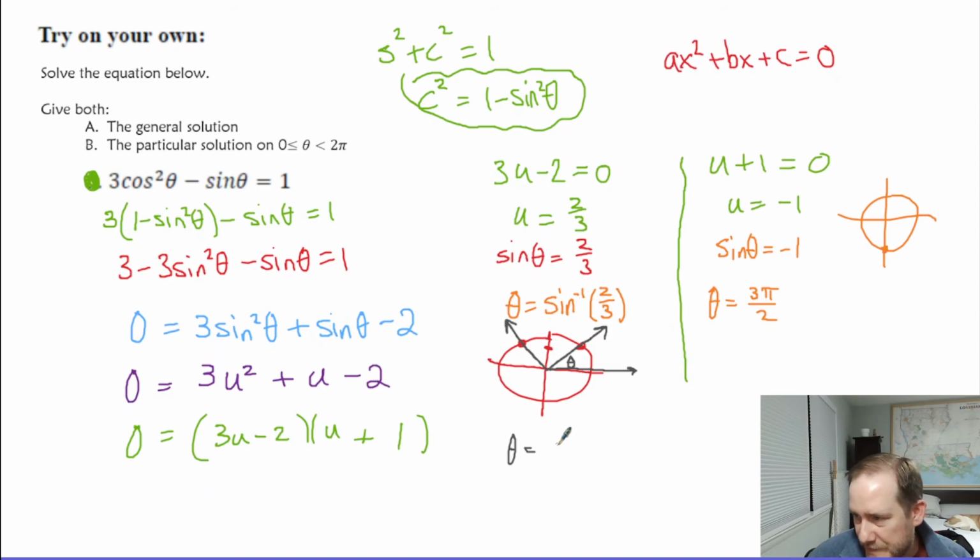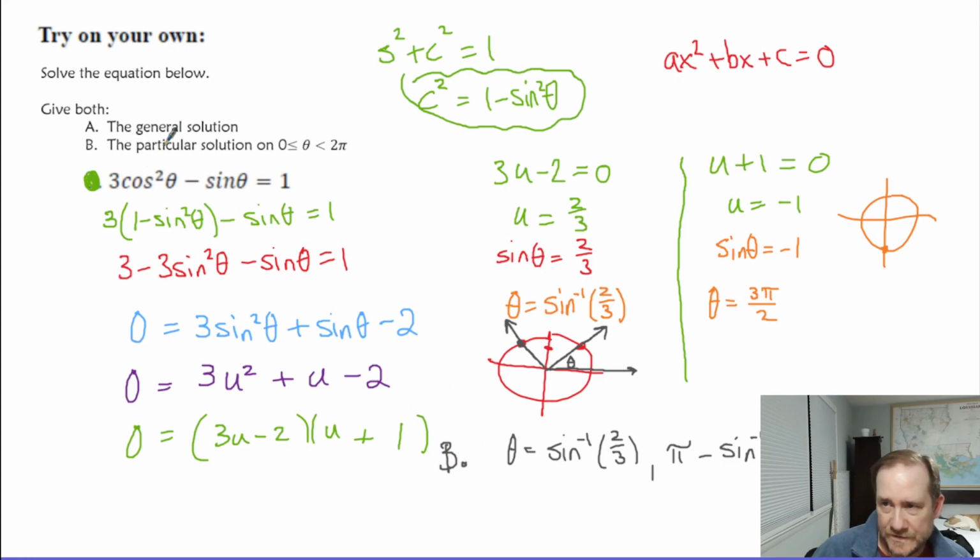But one of our answers will be the inverse sine of 2/3. Then the next answer right here will be 180 minus the inverse sine of 2/3. Or if we're staying in radians, then it's pi minus the inverse sine of 2/3. And then of course our third answer is the one down here, the 3 pi over 2. So if we're answering part B, the one where you just give the particular solution, only the solutions from this interval, then it would be these three values here. So we should say theta is an element of the set that contains these three things.